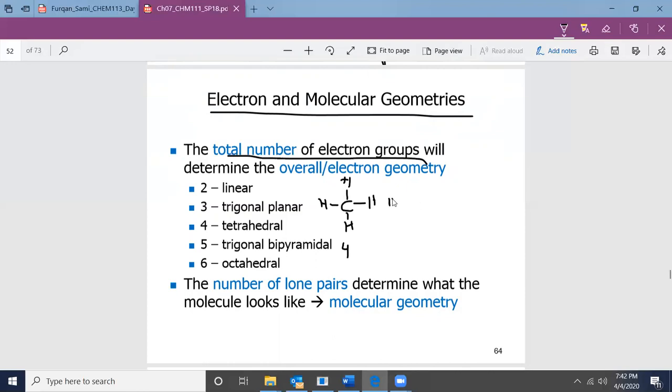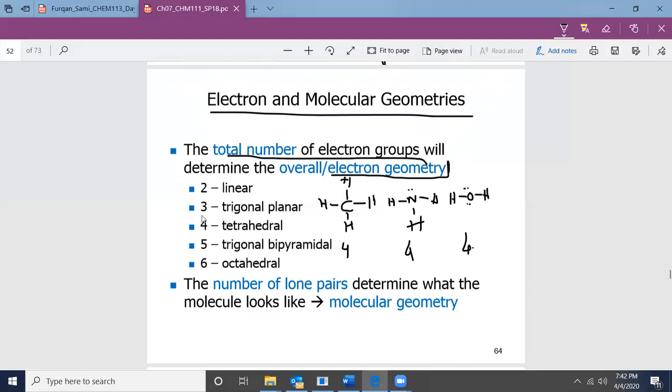Now I'm going to look at ammonia. So N, and then H, another H here, and then a lone pair here. Again, it has 4 electron groups. Then if we look at water, O, with H, and another H, and then lone pairs of electrons here. Again, 4 electron groups. It means they all have the same, similar electron geometry.